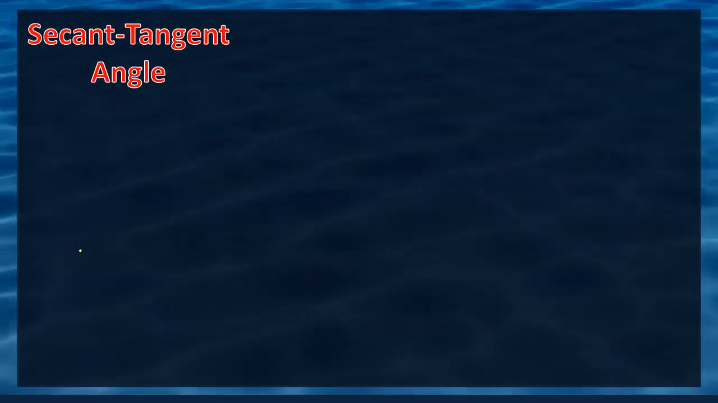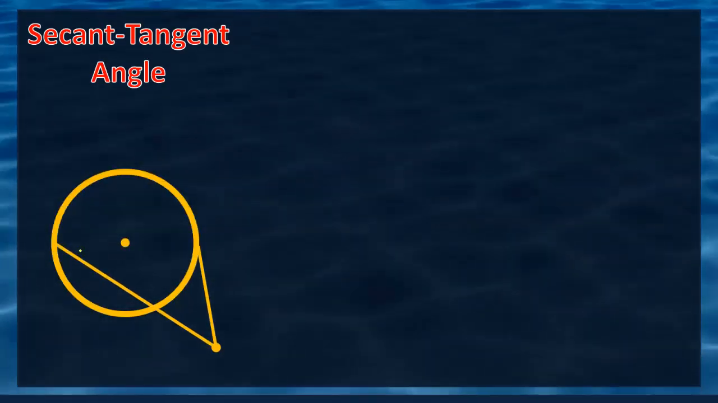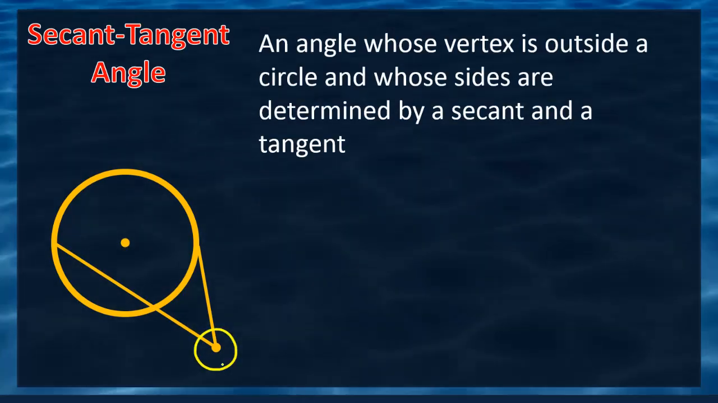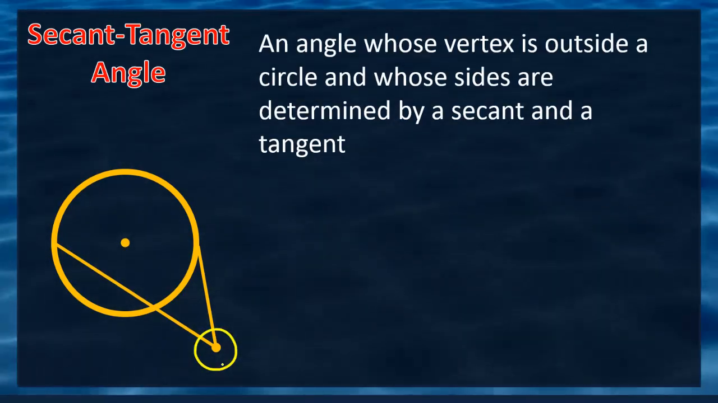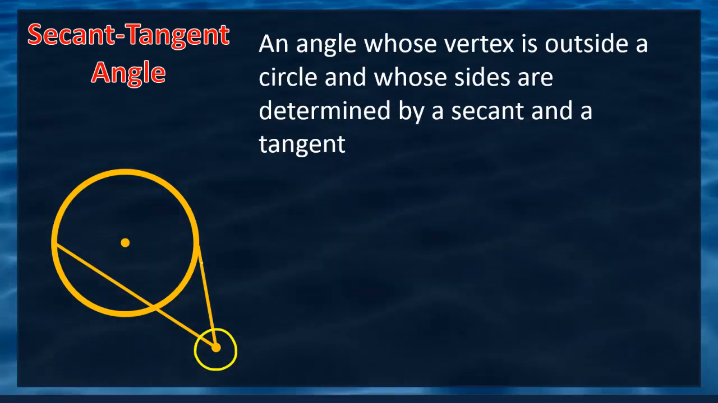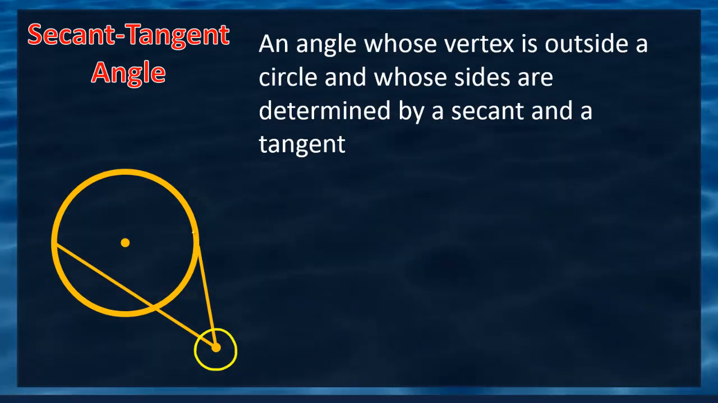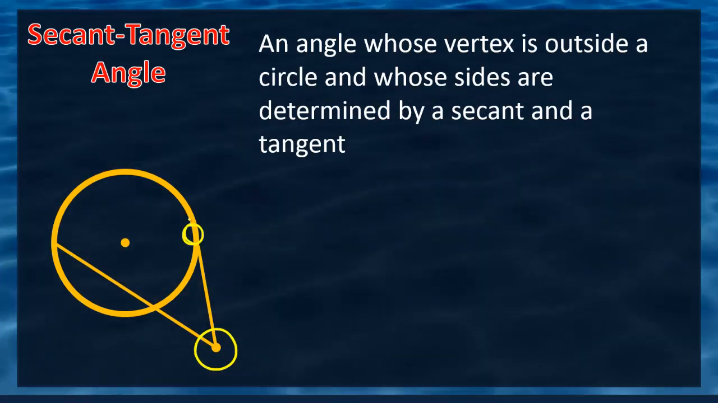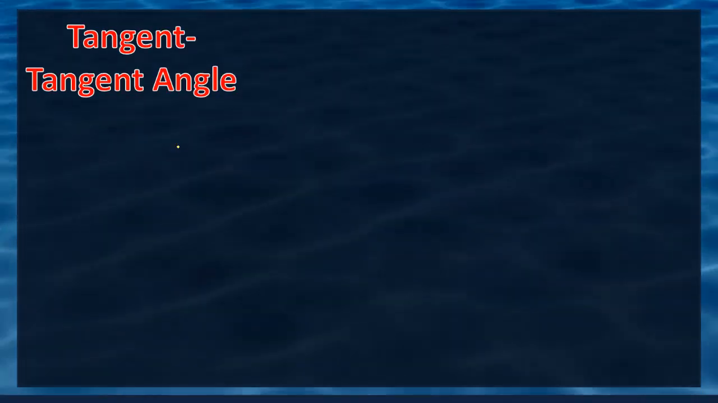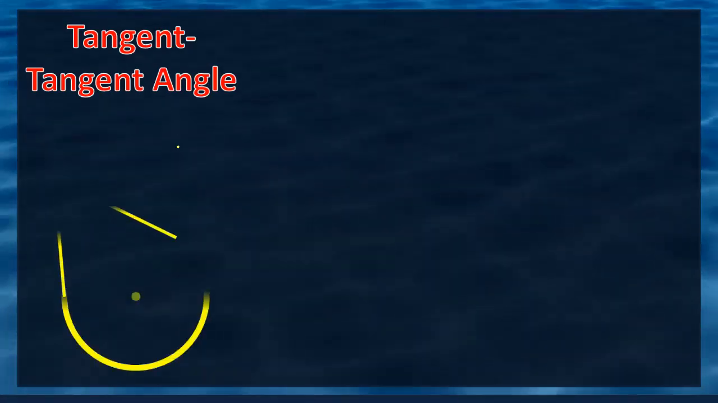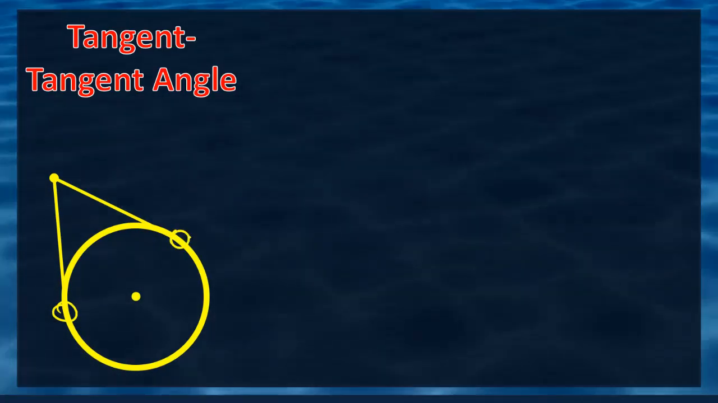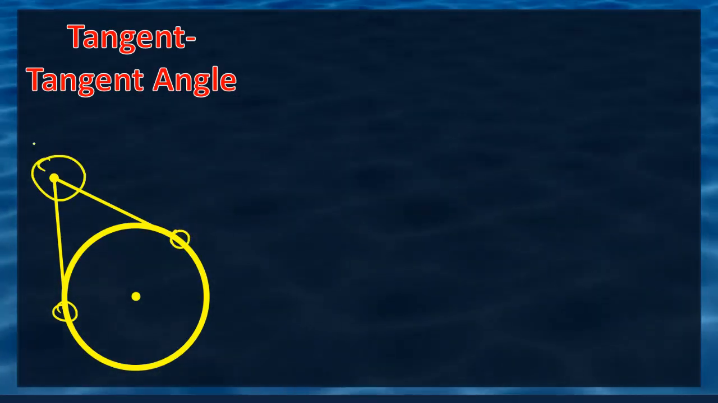Okay, you also have a secant tangent angle, as you can see here. Okay, again, vertex is outside the circle. And that's an angle whose vertex is outside the circle and whose sides are determined by a secant, that's this one here, and a tangent. This one here never actually goes into the circle, it just touches it. I'd say right about there. If I was to continue it on, it'd go like that. And finally, there's tangent angle, which is this. And again, notice that vertex is outside the circle.